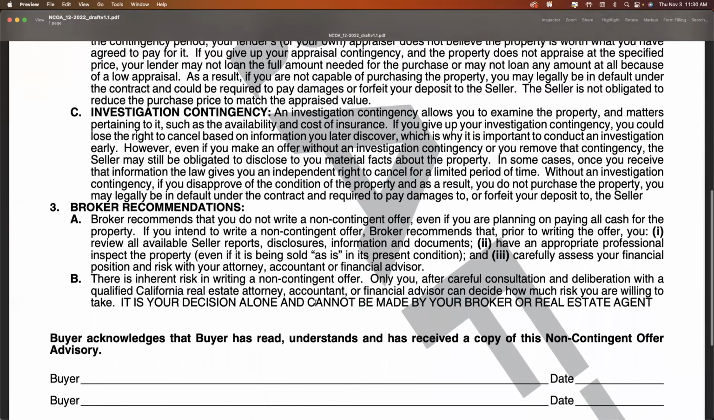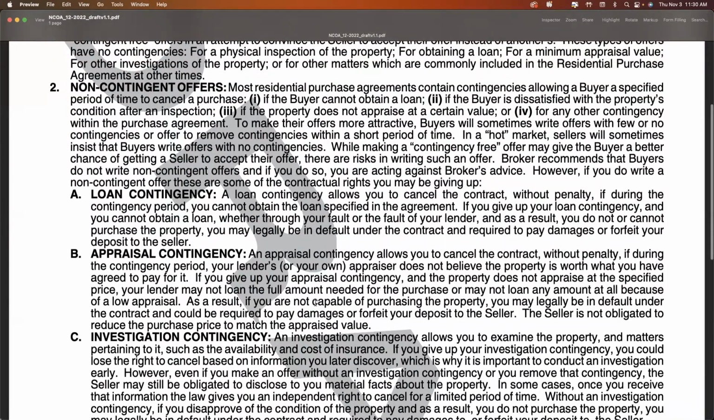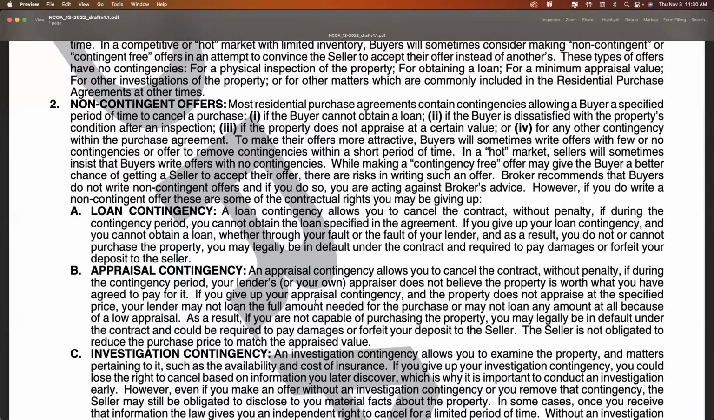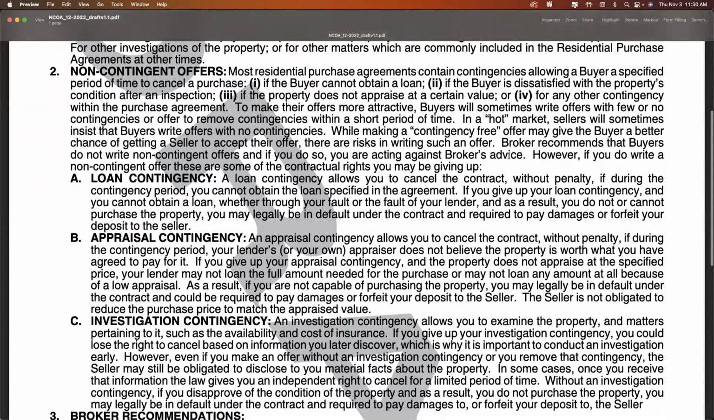Okay, so this has to be done if there is a non-contingent offer being written. And if you have a buyer that says, hey, look, I don't want an appraisal contingency, I don't want a loan contingency, I'm going to buy this, I would have them sign this non-contingent offer advisory also, not just if it's all contingencies. Okay, so they need to understand what that means to not have those contingencies.